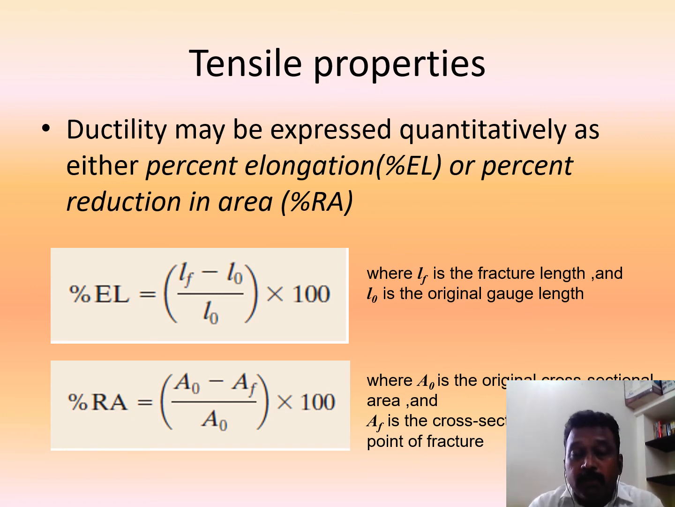Ductility can be expressed in two forms: percentage of elongation, percentage EL, or percentage of reduction in area, percentage RA. From the formula, percentage of elongation is equal to the fracture length minus the original gauge length, divided by the original gauge length, times 100 for percentage conversion. Similarly, for percentage of reduction in area, A naught is the original cross section area and AF is the cross section area at the point of fracture. As we saw in the previous slide, the cross section of the tensile specimen decreases at the point of fracture. That is AF. These are the two quantities you can get from the graph, that is ductility.